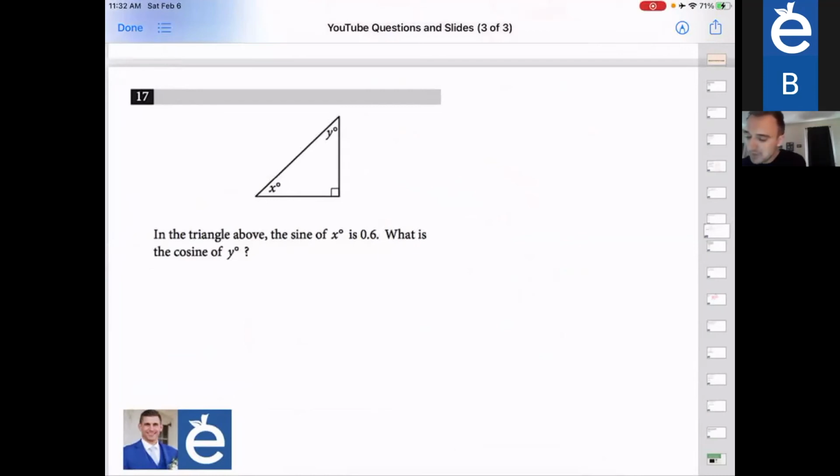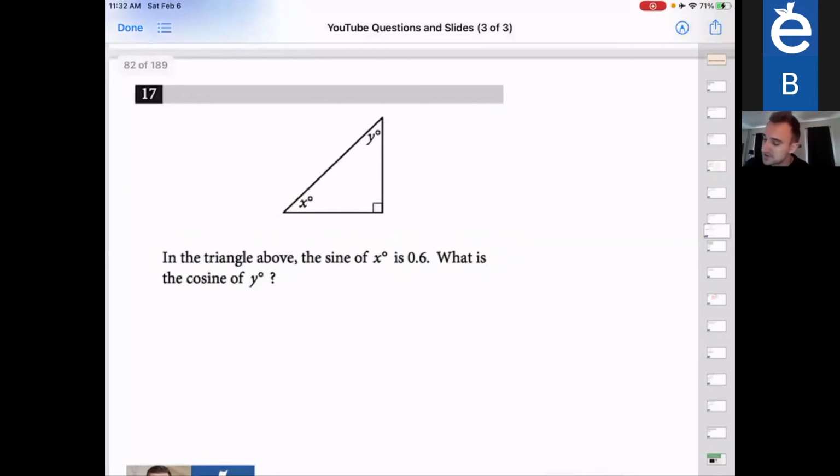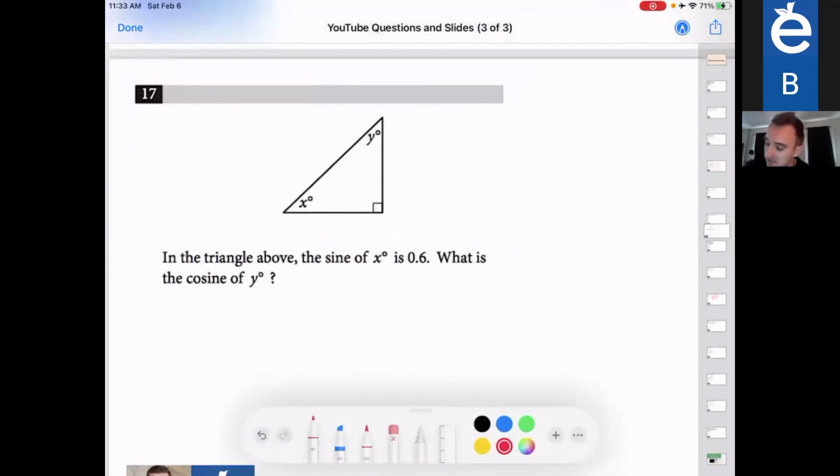Okay. In the triangle above, the sine of x is 0.6. What is the cosine of y? Well, this is exactly what we just did. This also might jump out to us, the sine of x being 0.6. Usually we see sines represented as fractions, because that's an easy way to represent a ratio or a relationship. You don't really see sines represented as decimals, but we could make a fraction out of that decimal. Anyway, what they're asking here is, what is the sine of this angle y?